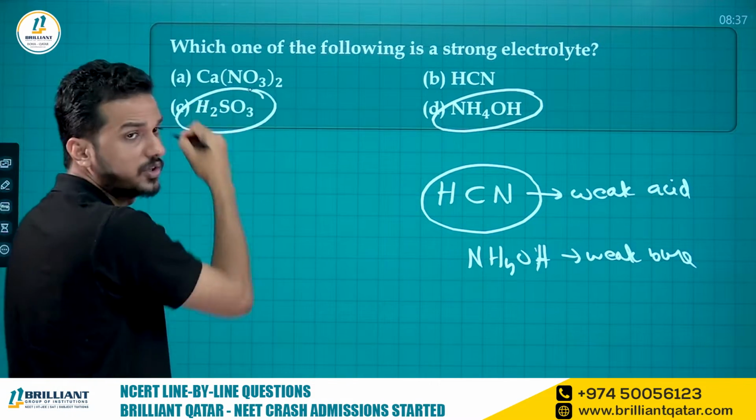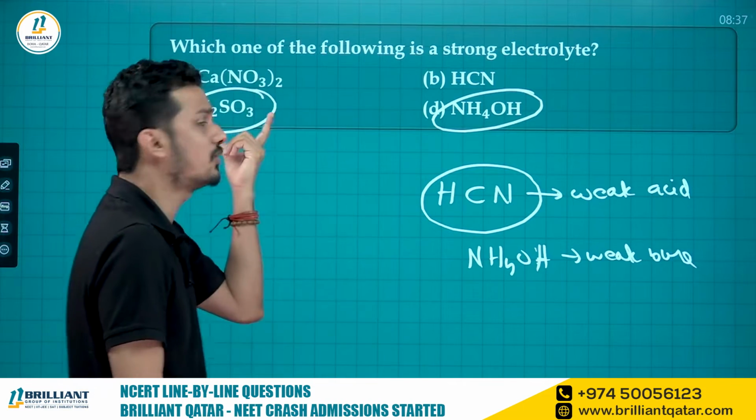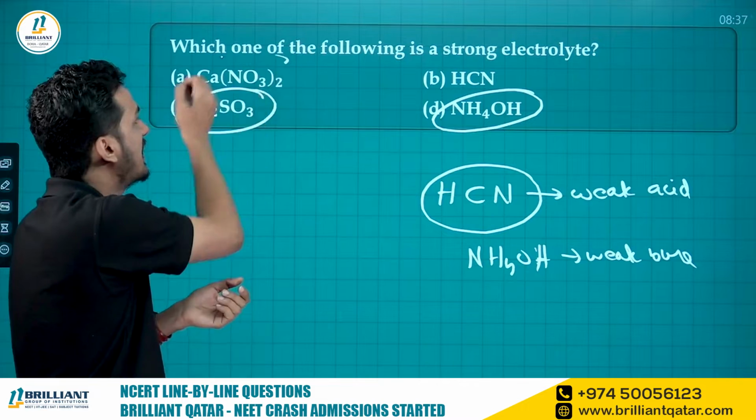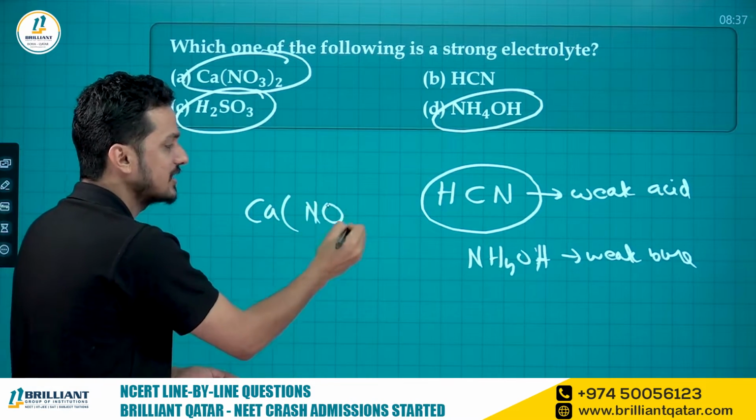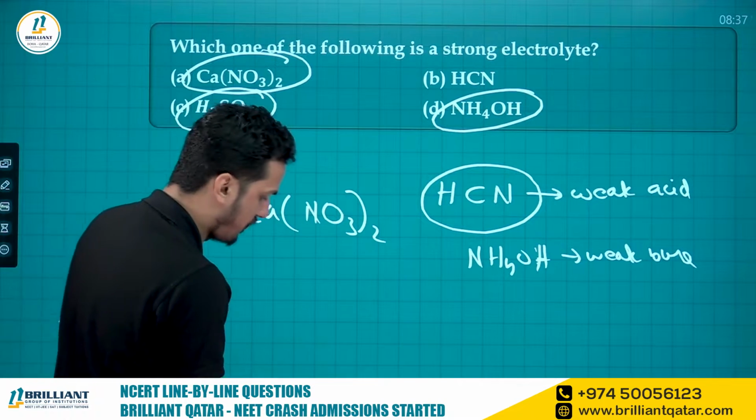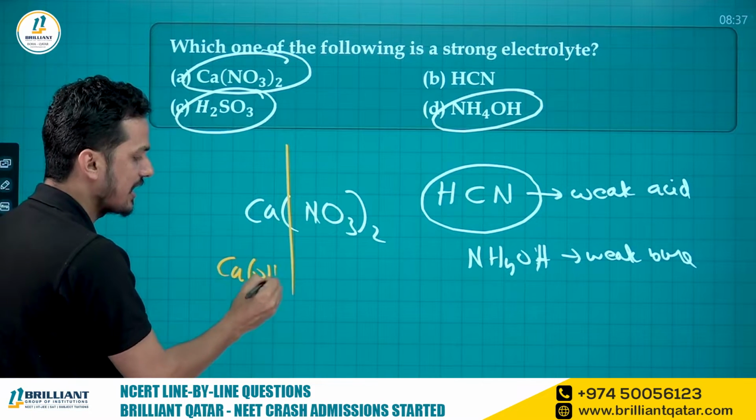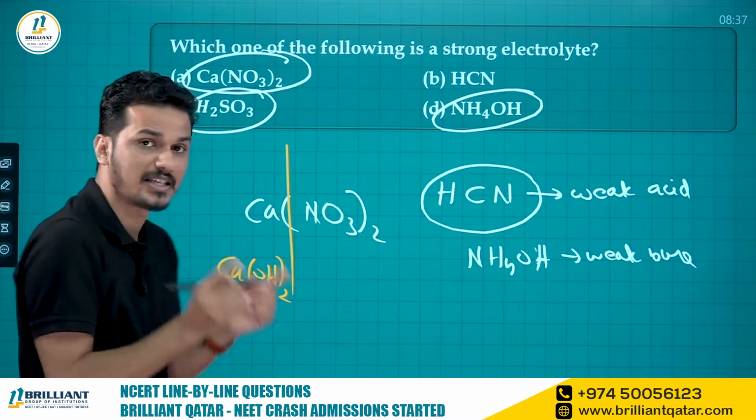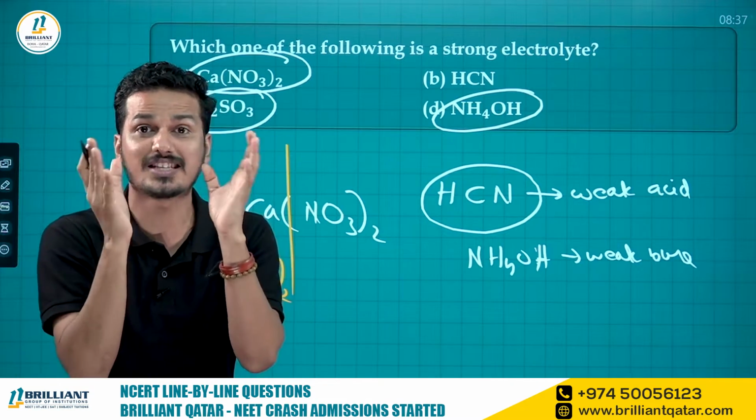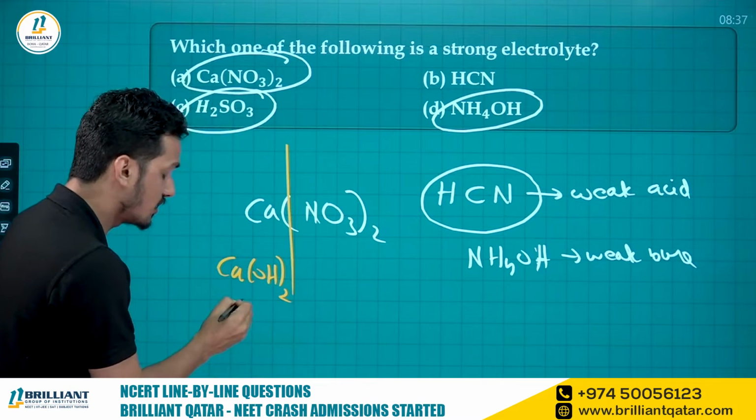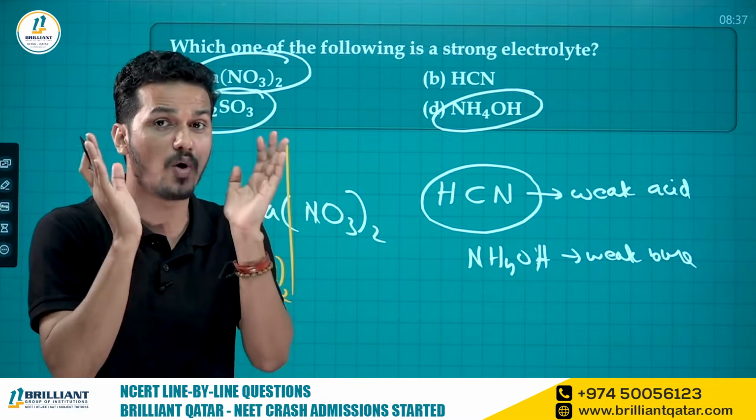What about this one? H2SO3 is also a weak acid. H2SO4 is a strong acid, but H2SO3 is a weak acid. What about Ca(NO3)2, calcium nitrate? This is formed from calcium hydroxide. Calcium is an s-block element, a second group element, forming hydroxides that are highly, sorry, most basic, not acidic. I'm really sorry, most basic.